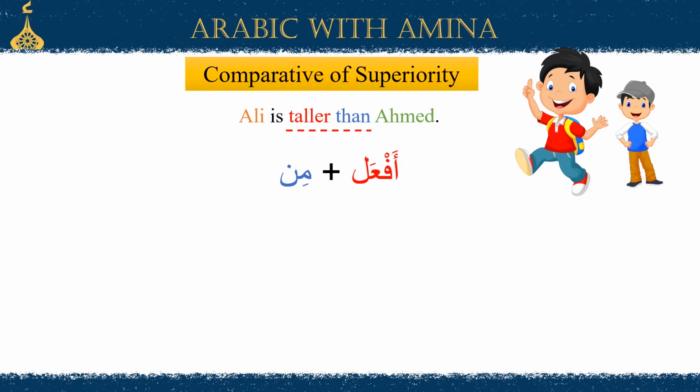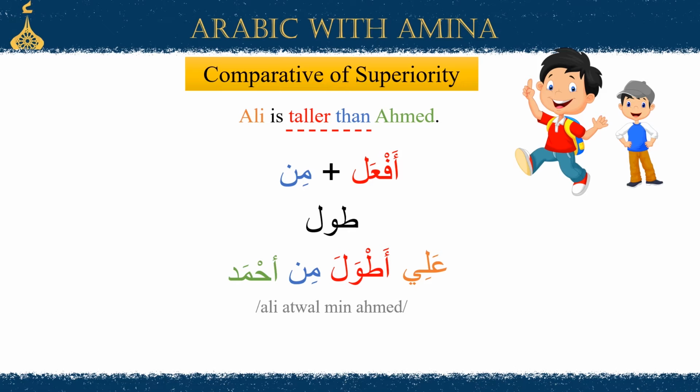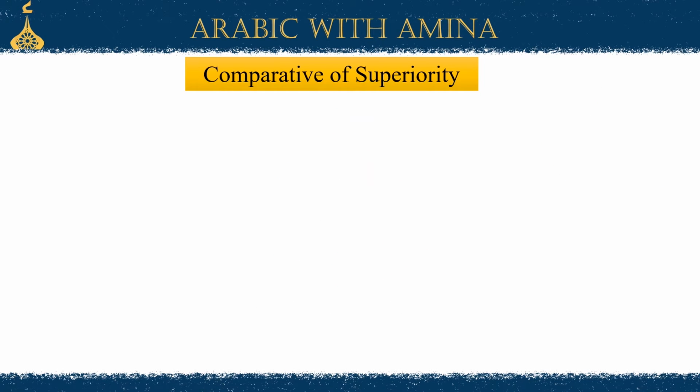In Arabic, our rule would be أفعل plus min, meaning we add alif to the main form of the adjective. Our main root for the word taller is طول, and we are going to add alif to the beginning and then follow it by the word than or min. So it becomes أطول من. And to complete the sentence and say Ali is taller than Ahmad, we are going to say علي أطول من أحمد. Very simple and very straightforward and similar to English.